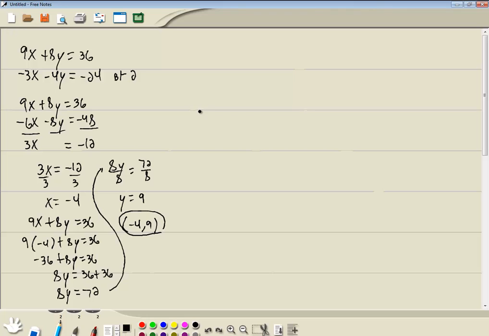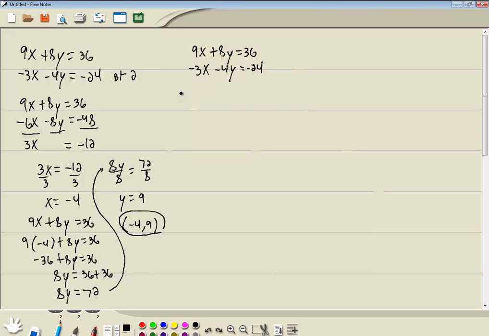Let's take a look at the substitution method. We've got 9x plus 8y is equal to 36. Negative 3x minus 4y is equal to negative 24. Now it doesn't specify which method to use, so it's kind of your choice. Some methods are easier. If your x's and y's are already on one side and then equals the number, then the addition method is probably going to be your best bet. If one of your equations is already solved for one of the variables, then the substitution is your best. Substitution is not the best on this one, but let me go ahead and do it anyway.